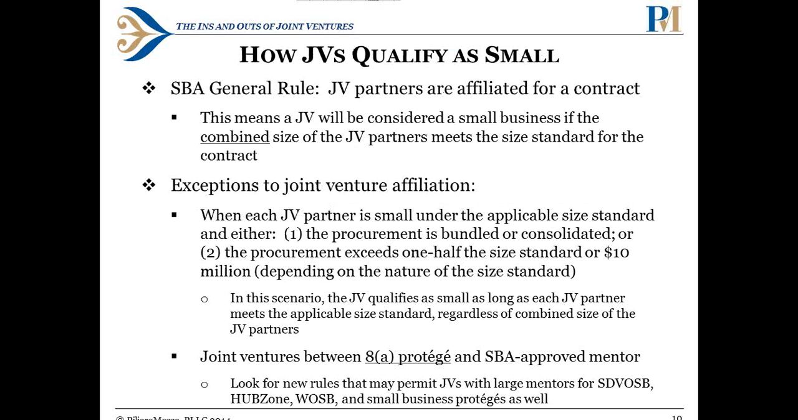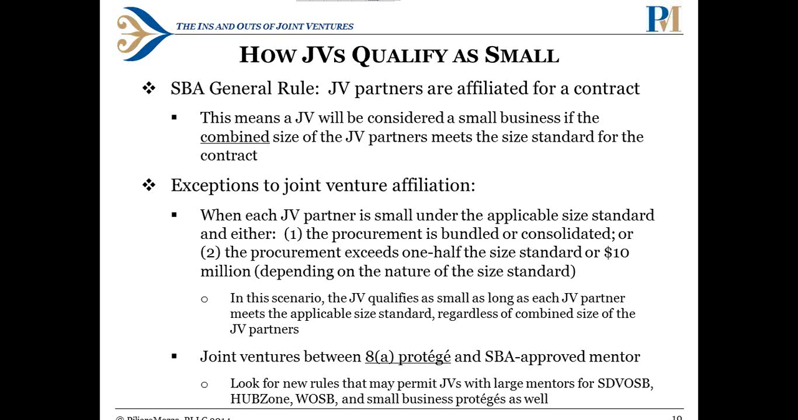So how does the joint venture qualify as small? Under the SBA's general affiliation rules, any joint venture is considered to be a small business if the combined size of the joint venture partners meets the size standard for the contract. So that's the general rule. You must aggregate the revenues of the two partners for purposes of determining whether you're small.